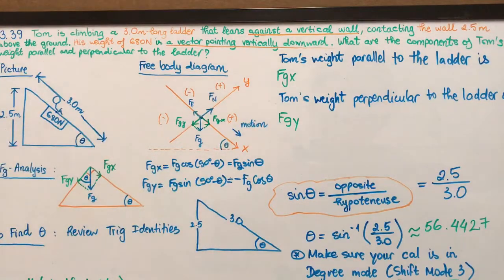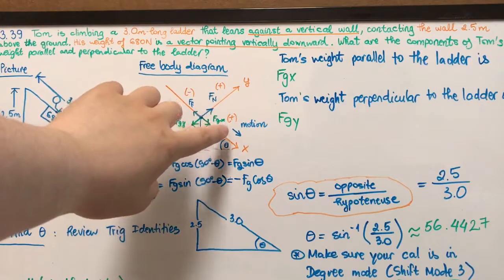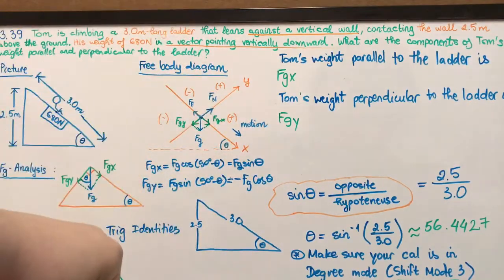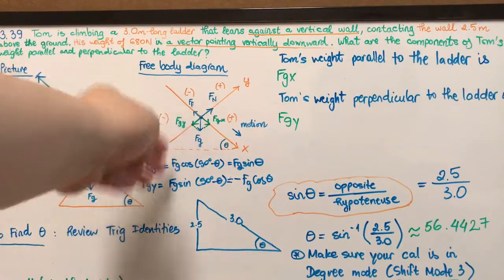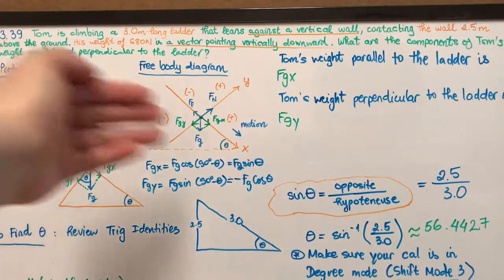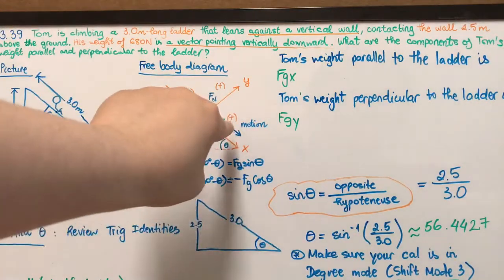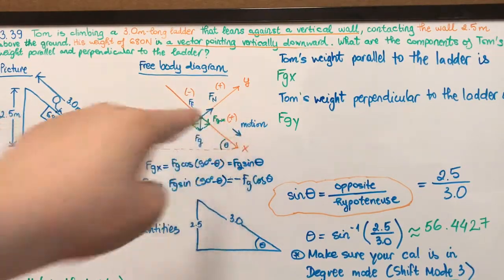So I have Fgy here and Fgx here. Fgy is pointing to the opposite direction, so it is on the negative side, and Fgx is pointing to the positive direction, so it is on the positive side.